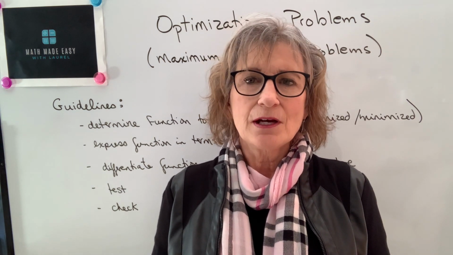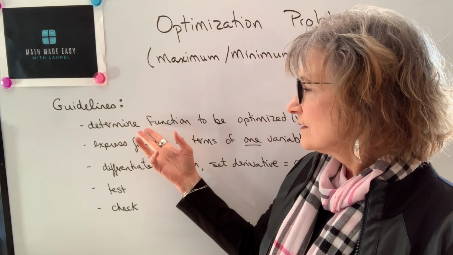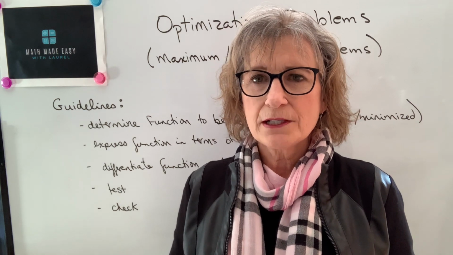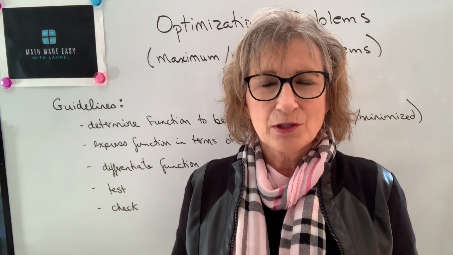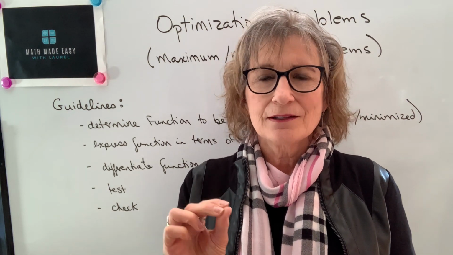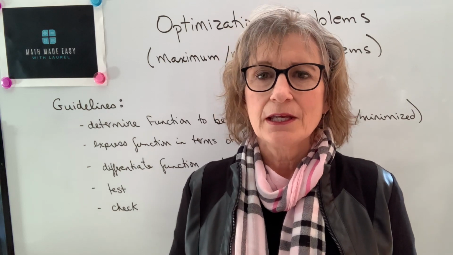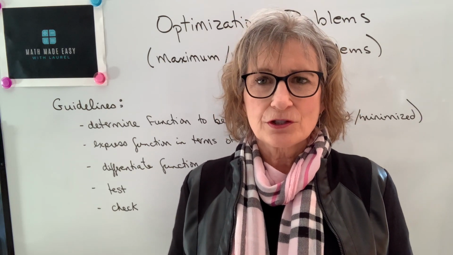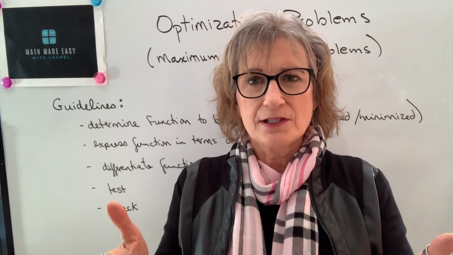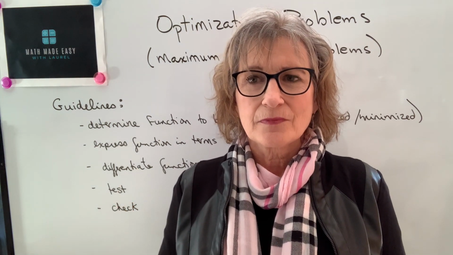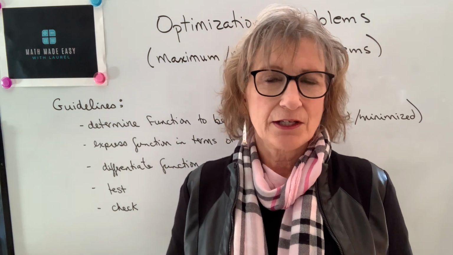So to start with, I want to talk about some guidelines. The biggest thing to do is to figure out what exactly is being optimized. And you might make a little statement just for yourself: area is to be maximized, or volume is to be minimized, or whatever. Once you've got that, then you want to figure out what the equation is that represents that function. So if it's volume of a rectangular solid, volume of a cylinder, area, whatever.